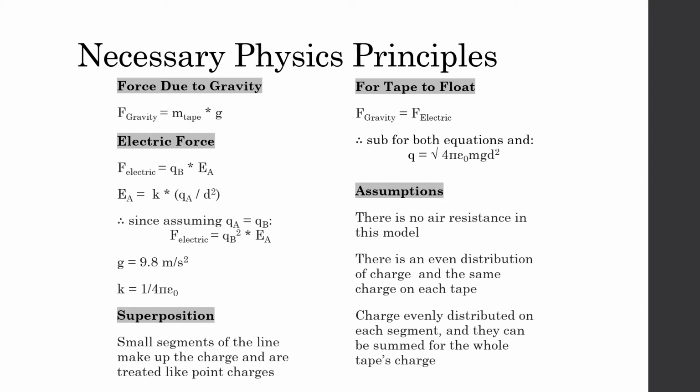For this lab, it's also important to know the principle of superposition, which is treating the line as being made up of small segments of charge. Each of these small segments we assume to have equal charge and treat them like point charges. Some other assumptions for this lab are that there's no air resistance in this model, there's an even distribution of charge and the same charge on each tape, and the charge is evenly distributed on each segment, and they can be summed up to find the entire charge of the tape.